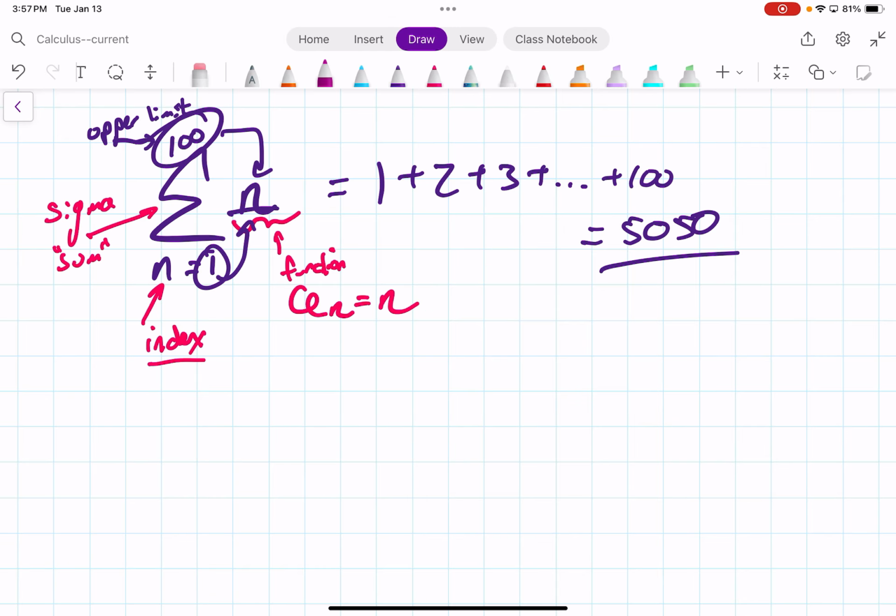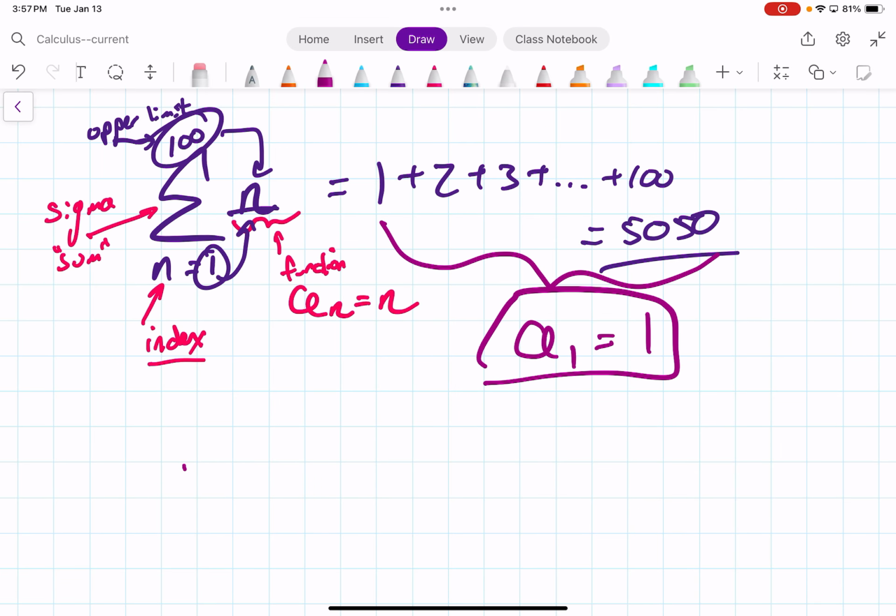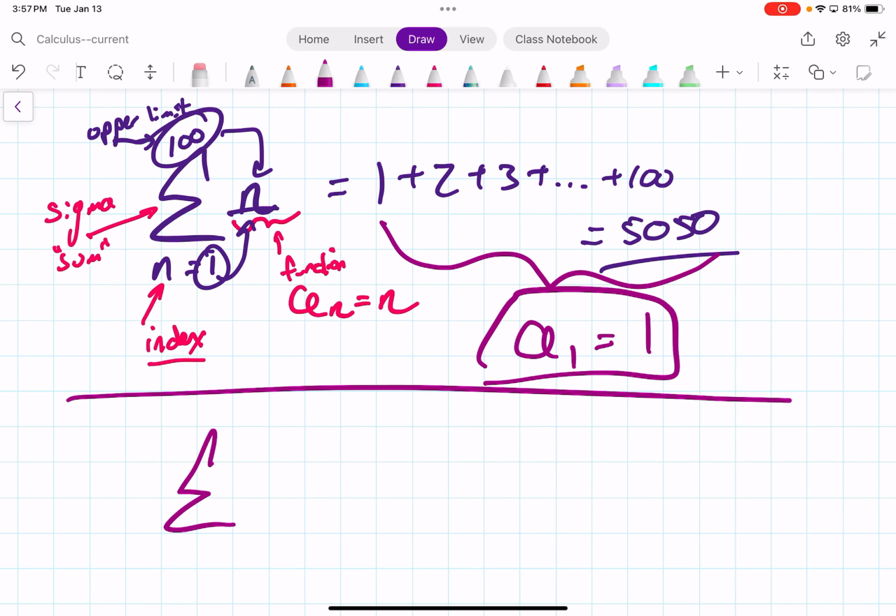So let's illustrate that. Over here, if I would say what is a sub 1, I hope all of you would say 1. Okay, right? It's the first number that we're adding. So let's look at how this could change if I would write something like this. So n equals 3. Other things that we use for the index, like i is a common index, k is a common index. Okay, so just be okay with that.